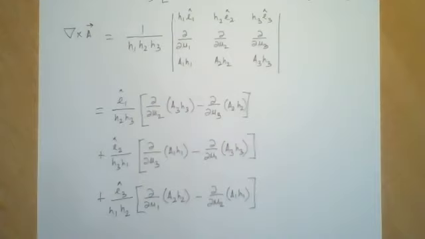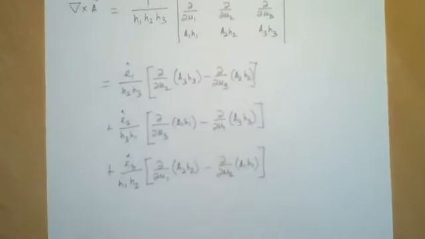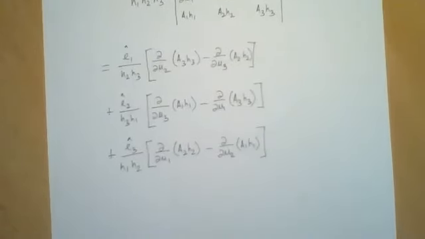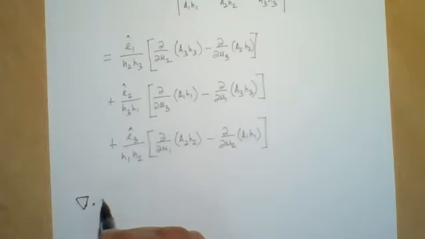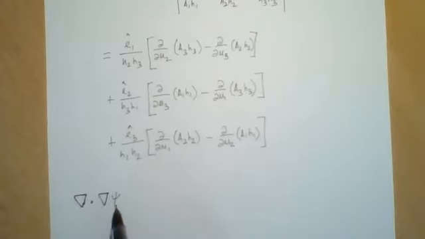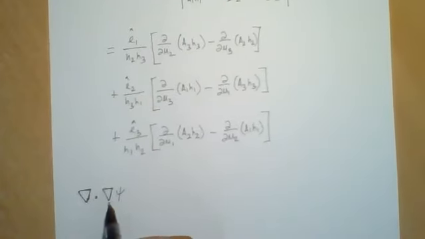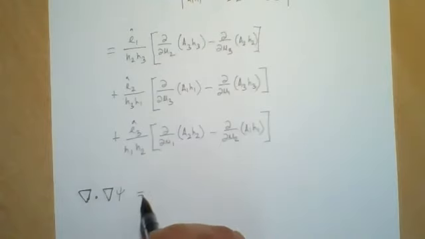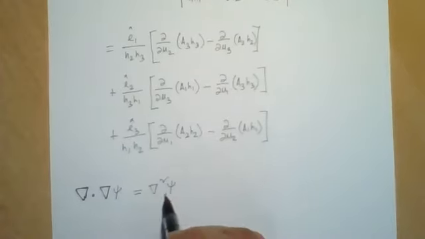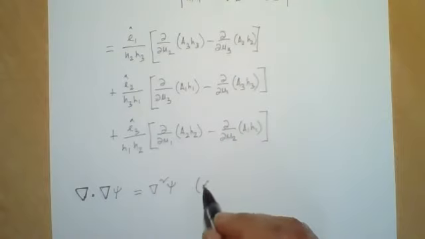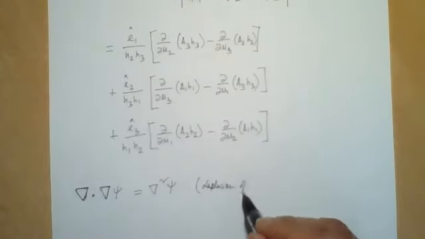Okay. Then we have another expression. If I take the divergence of the gradient of some scalar field psi, so first you take the gradient, then you take the divergence. The divergence of the gradient of psi is represented by del square psi, where psi is a scalar field. This del square operator is called the Laplacian operator. This is the Laplacian of psi.